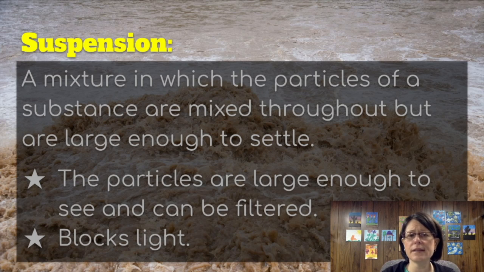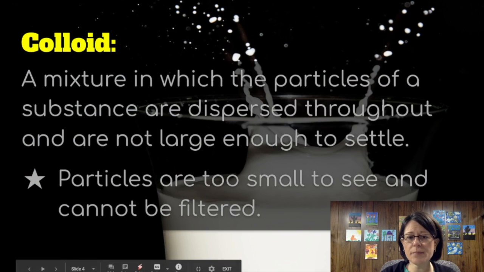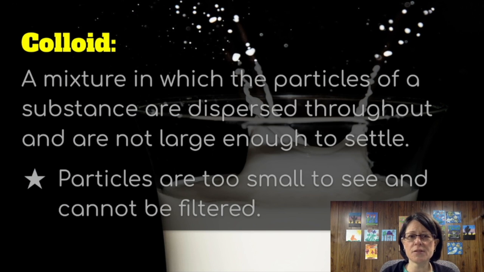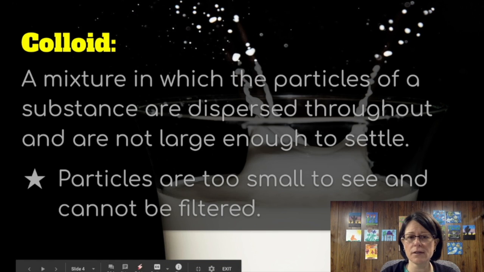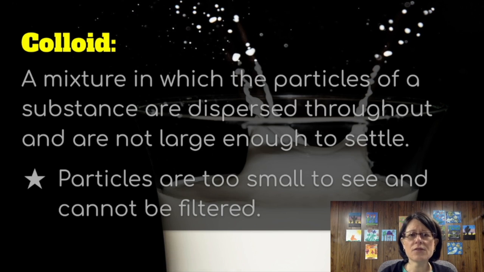So they block light. Another type of heterogeneous mixture is a colloid. This is a mixture in which the particles of a substance are dispersed throughout and are not large enough to settle. So these will not settle out. The particles are too small to see and cannot be filtered. An example of this is milk. In milk, you can't see through it, but you can't see the particles that make up the milk either. And so that is an example of a colloid.